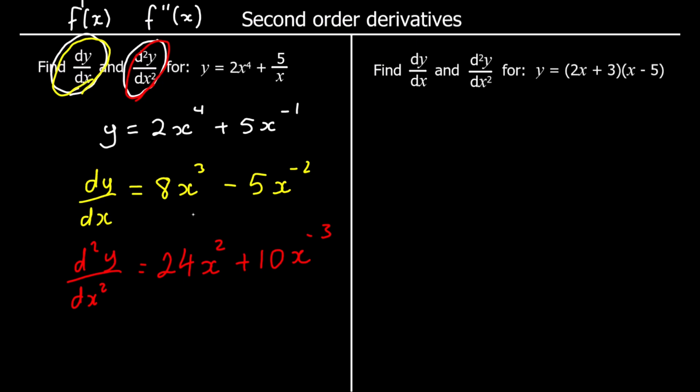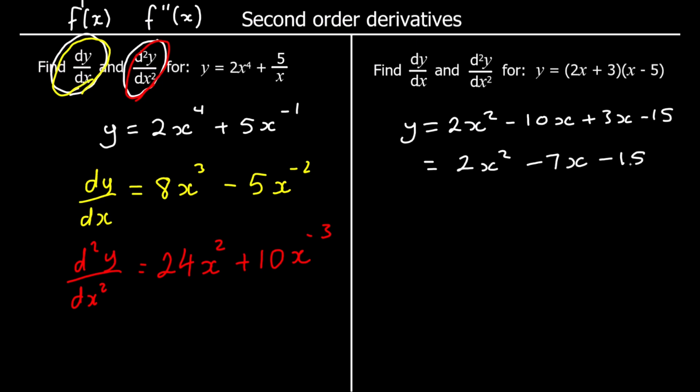One for you to try. Give it a go. So before we can differentiate, we want to expand these brackets to get it in the right form. So we've got 2x squared minus 10x plus 3x minus 15. Collect the like terms, 2x squared minus 7x minus 15.